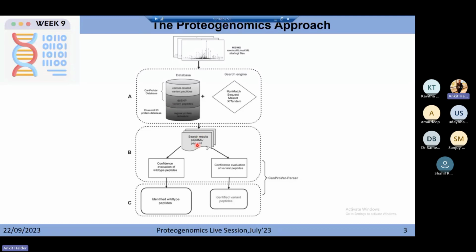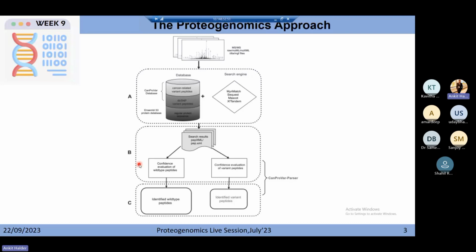So now you can see the search results, the confidence evaluation of your wild type peptides. As I was mentioning, the proteomics software, once it is matching your proteomics data, provides peptides and proteins with a certain confidence, how much it is matching, and with the false discovery rates and the p values and all this.